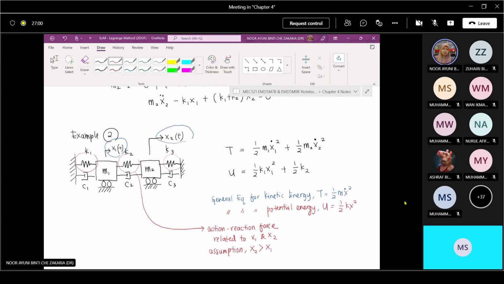Okay, very good. So now back to that. The potential for K2 will be x2 minus x1. Don't forget the square. And then the last potential that you have is on K3. K3 with x2. Don't forget the square.